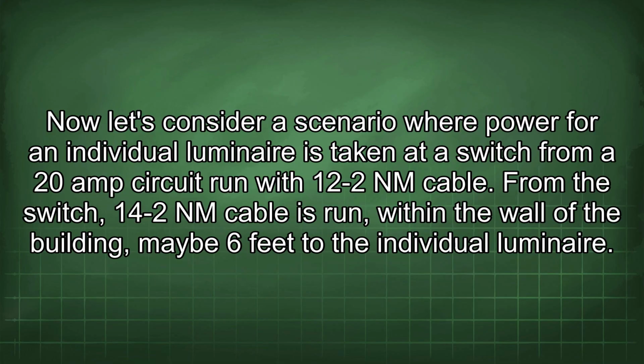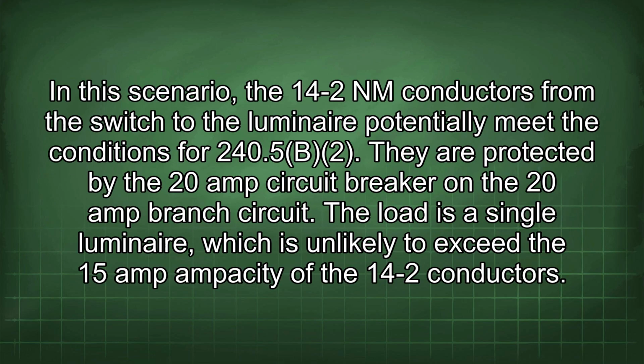Now let's consider a scenario where power for an individual luminaire is taken at a switch from a 20 amp circuit run with 12-2 NM cable. From the switch, 14-2 NM cable is run within the wall of the building, maybe 6 feet, to the individual luminaire. In this scenario, the 14-2 NM conductors from the switch to the luminaire potentially meet the conditions for 240.5(B)(2).